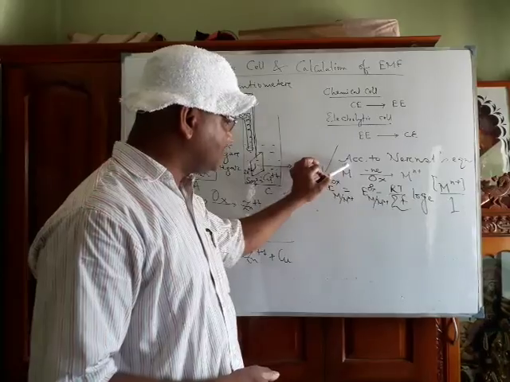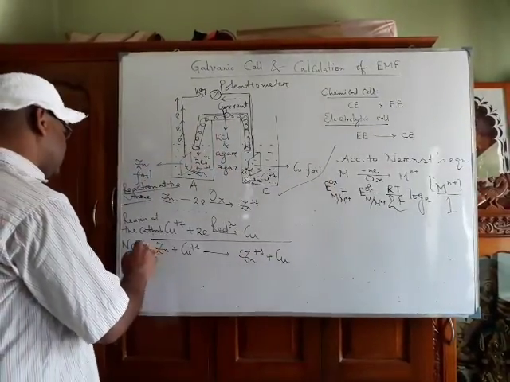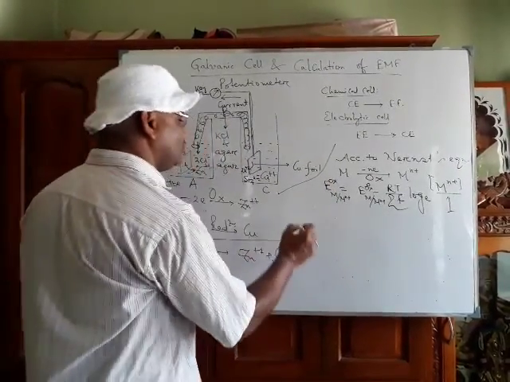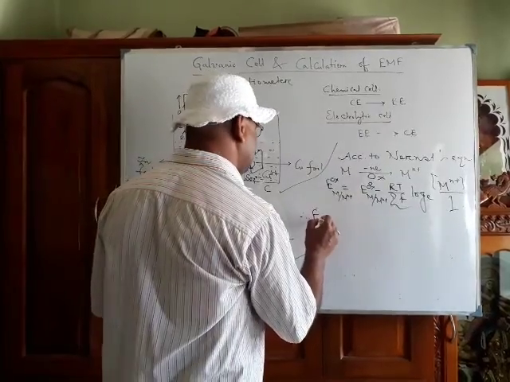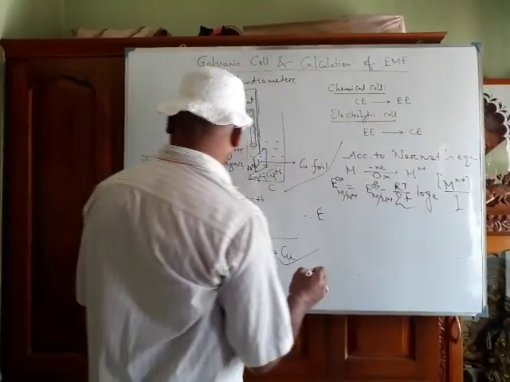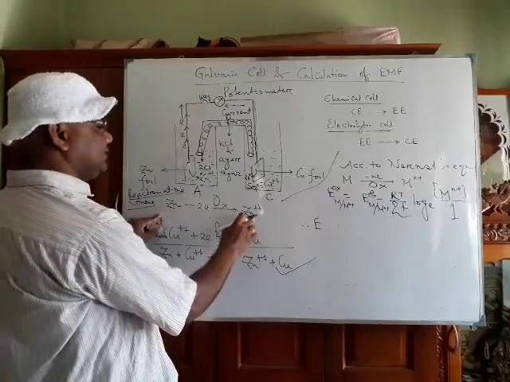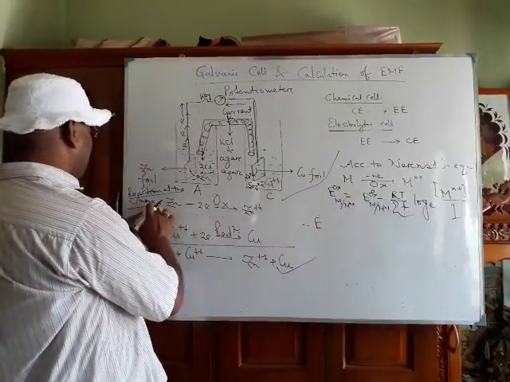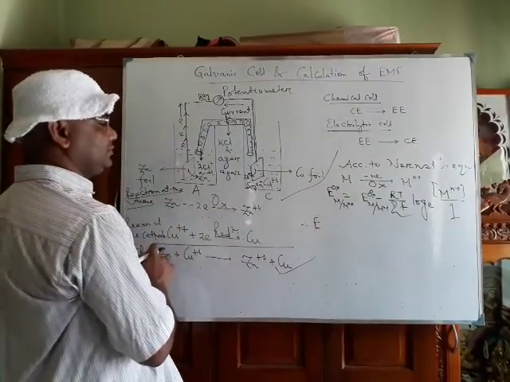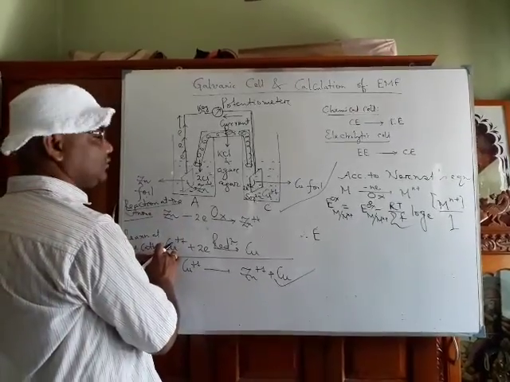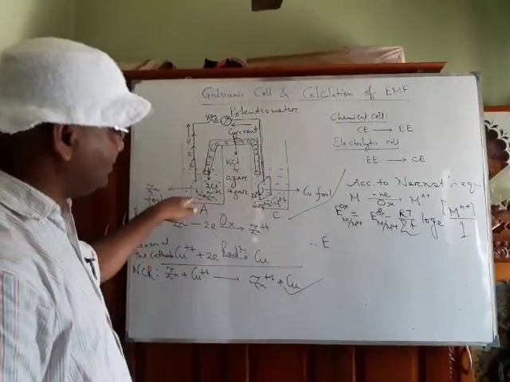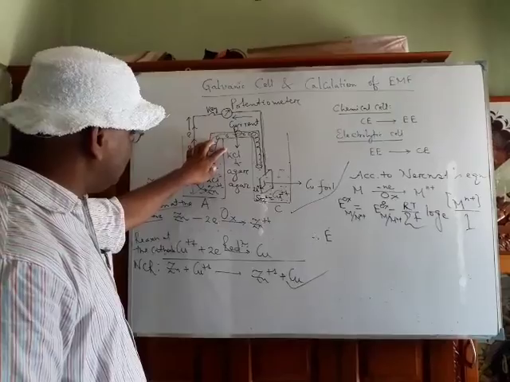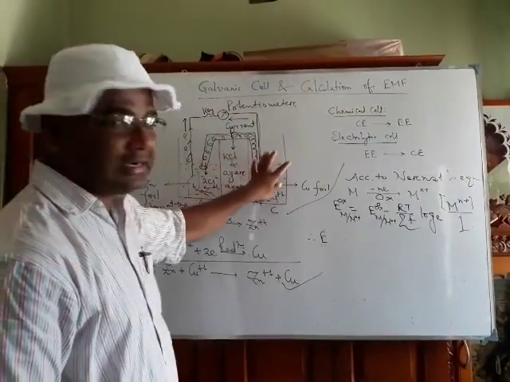Using that Nernst equation for this net cell reaction, we can write E. Look, separately I am writing the Nernst equation for the anode half cell and for the cathode half cell. Remember this is the complete cell, and half of this cell is called a half cell: this is one half cell, this is another half cell.